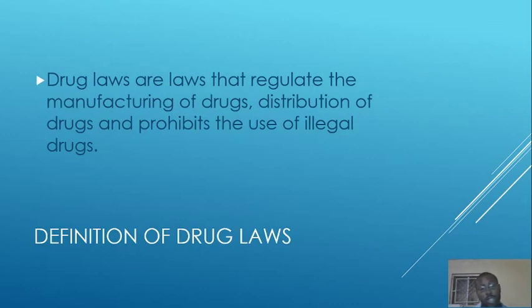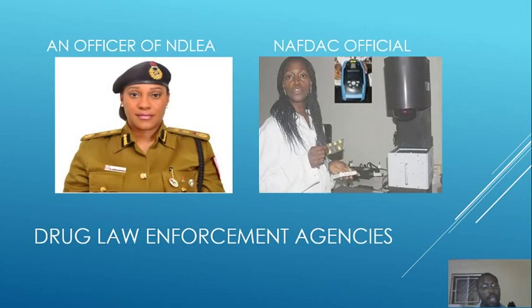So drug laws are there to regulate the manufacturing of drugs, also the distribution of drugs, and to prohibit the use of illegal drugs. So that is the duty of the NDLEA, to prohibit the use of illegal drugs. So that's the definition of drug laws: to regulate the manufacturing of drugs, distribution of drugs, and prohibit the use of illegal drugs. Now, let us look at the drug law enforcement agencies.